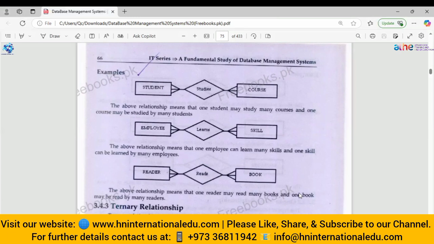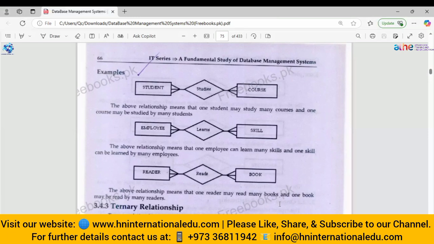Then we have another example, the employee and the skills. A specific employee can learn many skills. Let's suppose you learn graphic design. Now you are not the only graphic designer. There can be many employees that also learn graphic designing. So many skills can be learned by many employees and many employees can also learn that specific skill. So that is the example of many to many relationship.